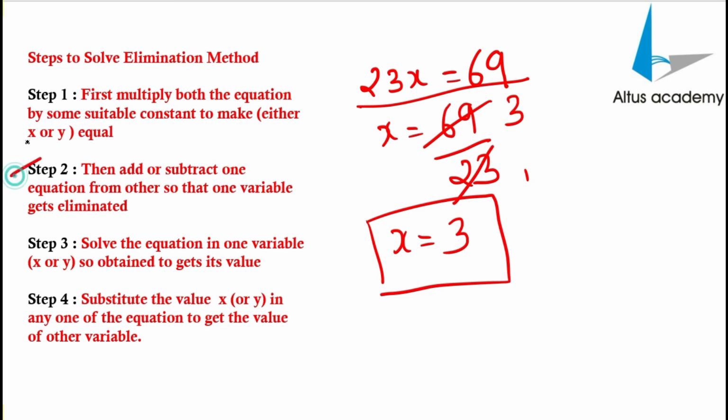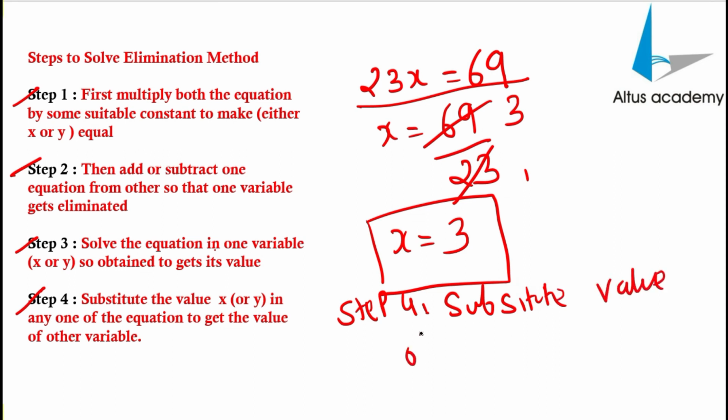That completes your step number 1, step number 2 and step number 3. So till here we have completed 3 steps. Now we are remaining with the last step, that we have to substitute the value of x in any one of the equations to get the value of y. Let's go with step number 4, which says that you have to substitute the value of x in any equation.